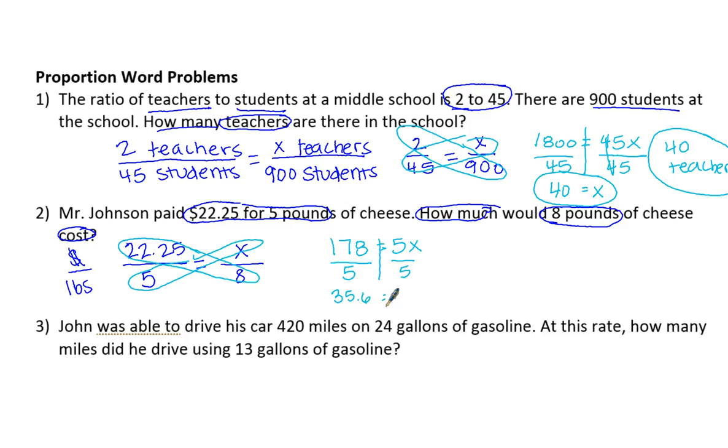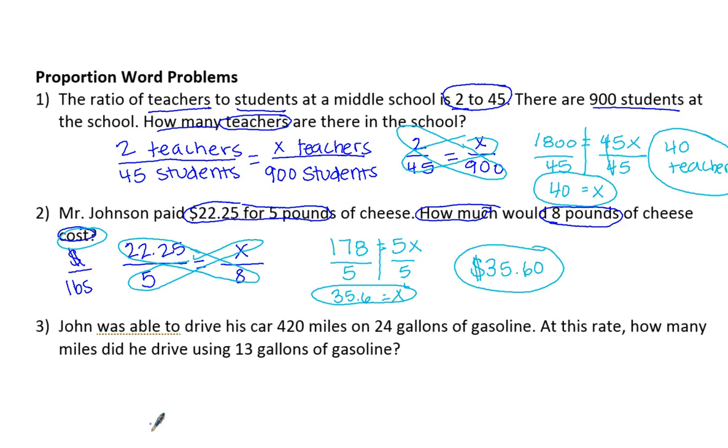When we do that, we get 35.6 equals x. But since we're talking about a real-world problem, we need to put a label on this and make sense of what that answer is. So we were solving for the cost, so this needs a label of a dollar sign on it. So we're going to say 35.6, but we need to add that 0 because we're talking about cents. So $35.60 is how much 8 pounds of cheese is going to cost Mr. Johnson.